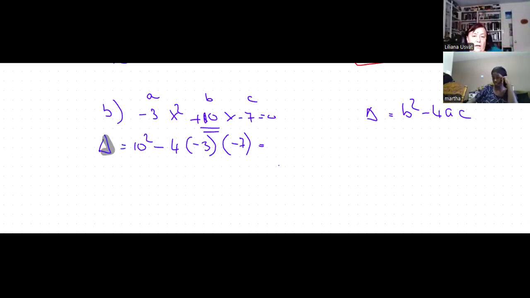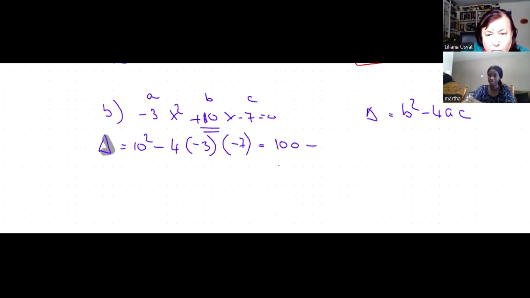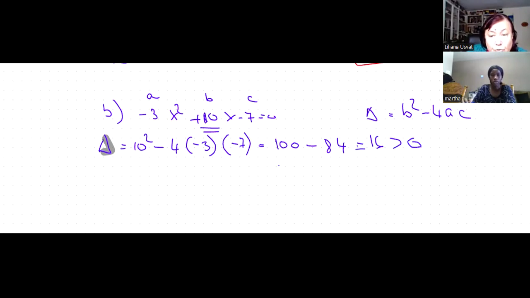10 squared is 100. Minus and minus 3, it's minus. 4 times 3, 12, times 7, it's 84. 4 times 3 times 7 is 84. 100 minus 84, it's 16, which is greater than 0. So we have two roots.